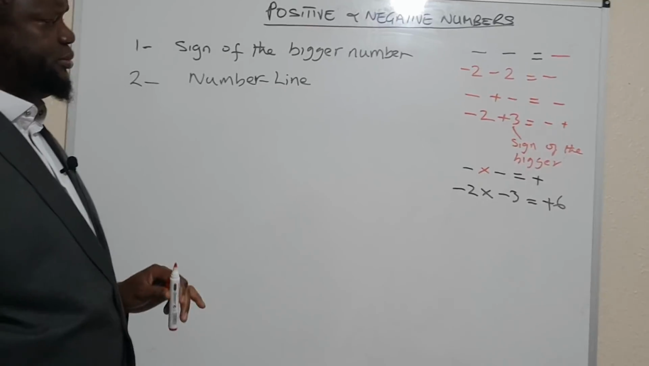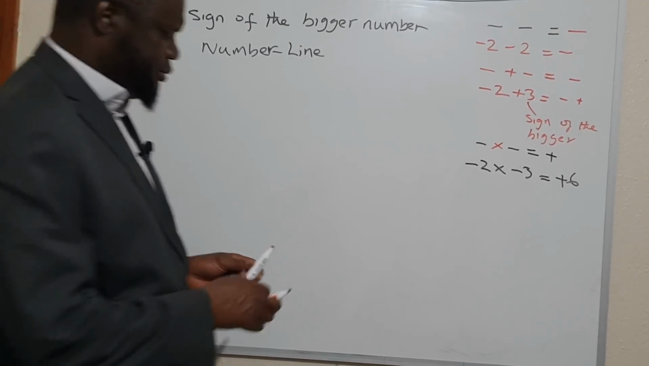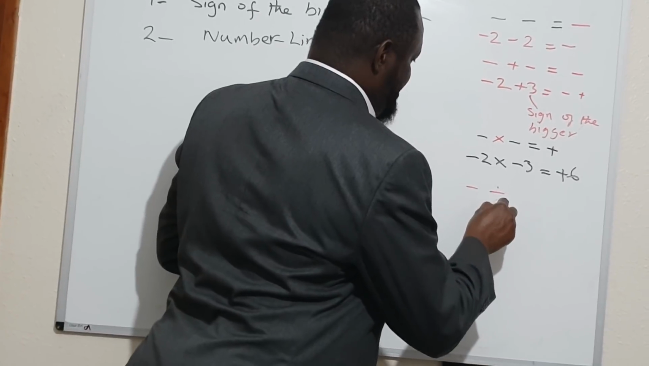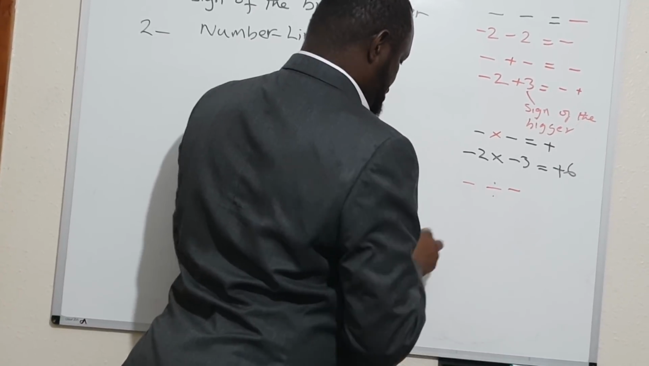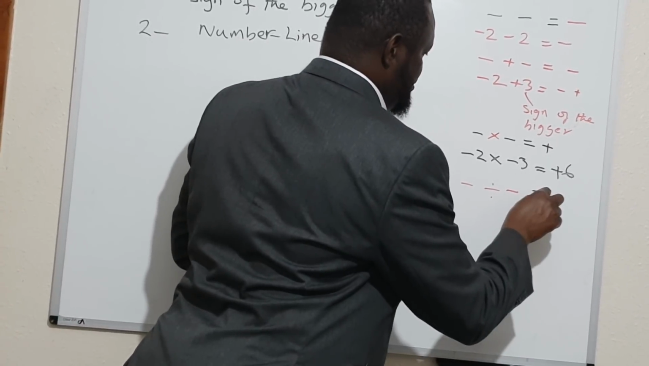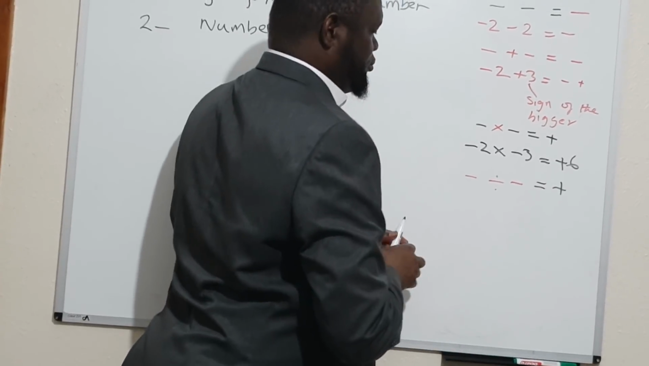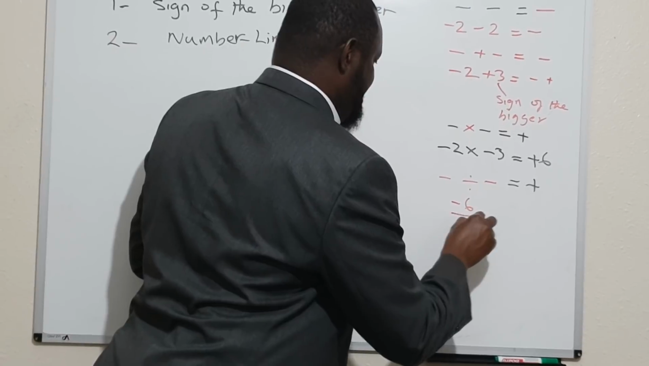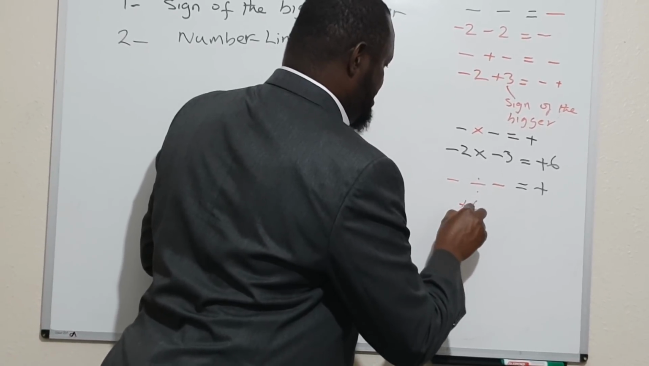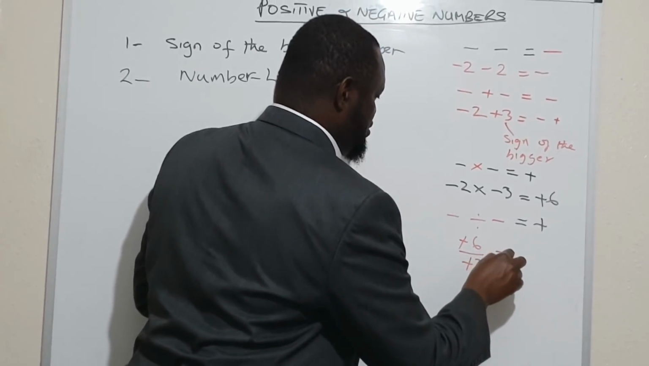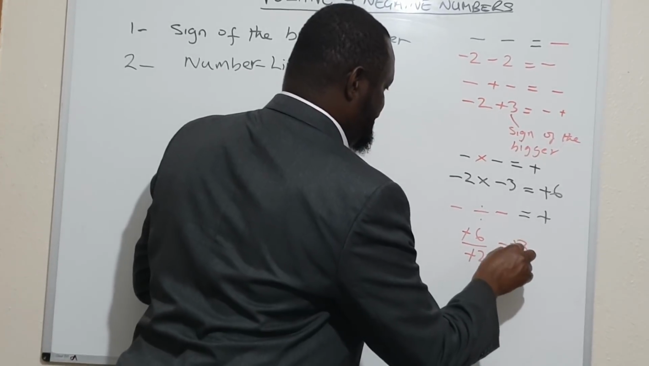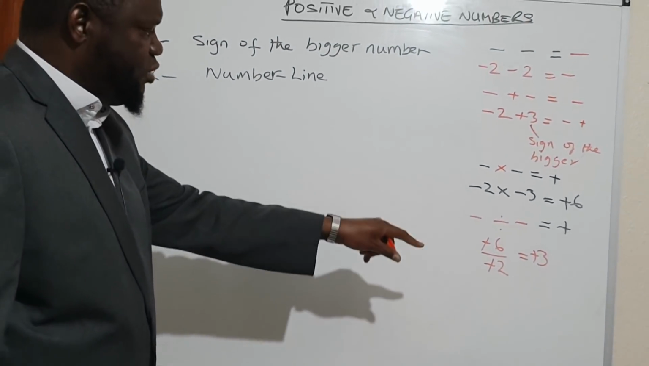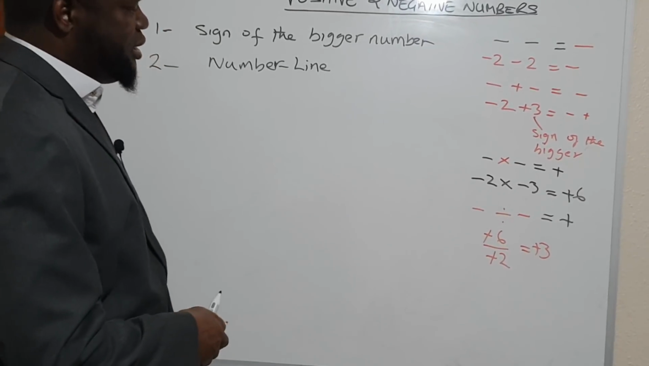In the same vein, minus divided by a minus, your answer will always be positive. Okay? Example is minus 6 divided by minus 2. The minus will cancel minus. Your answer will be positive 3. So a minus divided by a minus will always be a positive.